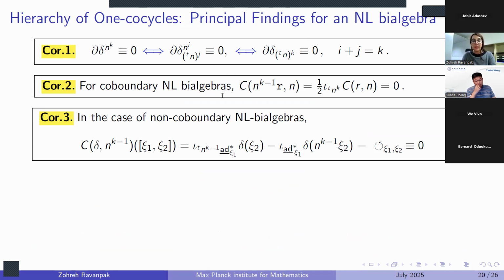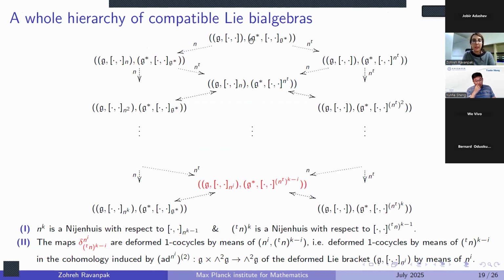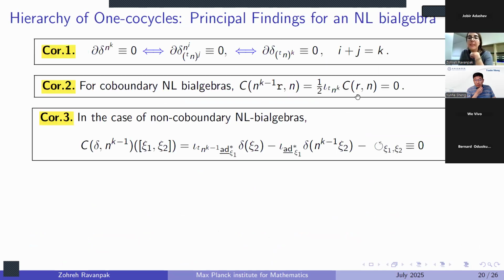For the co-boundary case, it's important that if we have a hierarchy in the middle, we have a hierarchy on each step. If the concomitant is 0, then it is 0 for any degree. For co-boundary bialgebras, this hierarchy is well defined, so no problem.